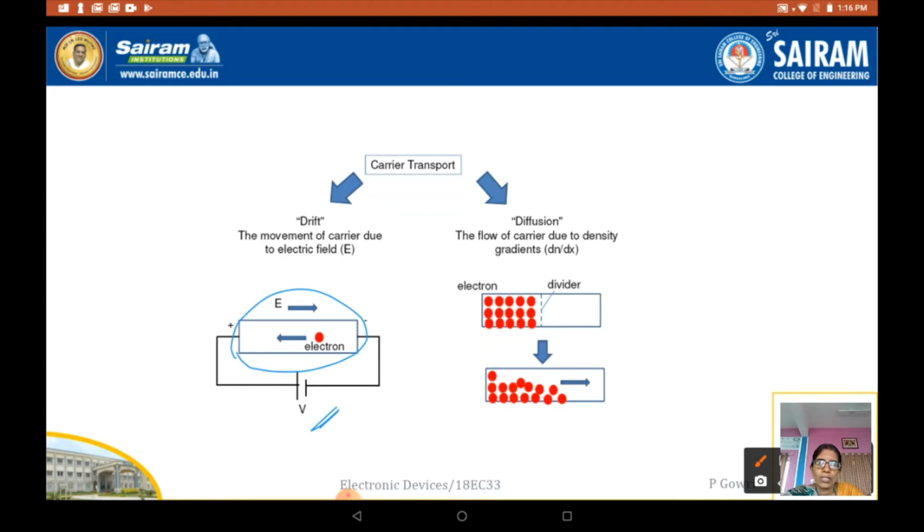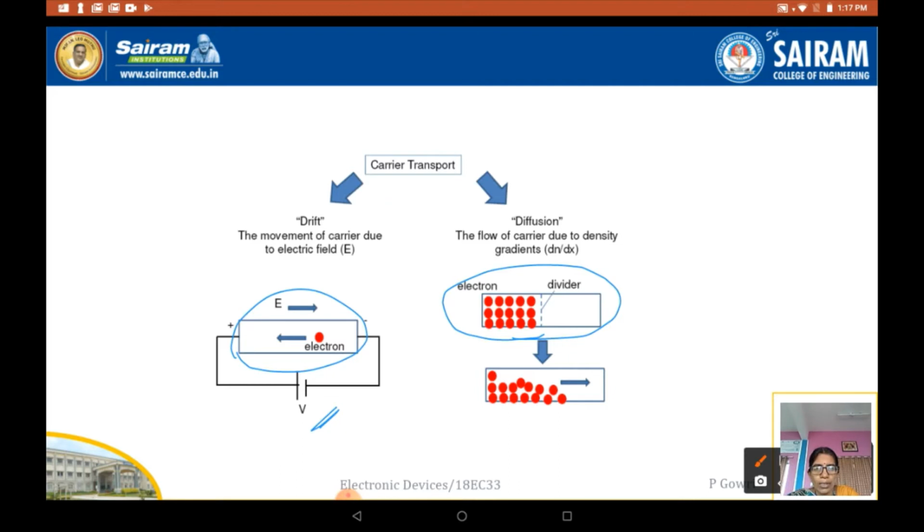Diffusion is the next type of current flow which is possible in a semiconductor material. This is due to the flow of charge carriers because of density gradients. Density gradient means the rate of change of the concentration of the charge carriers. Assume a semiconductor material which is heavily doped with electrons on one side, and the other side does not have any charge carriers. This is called a concentration gradient.